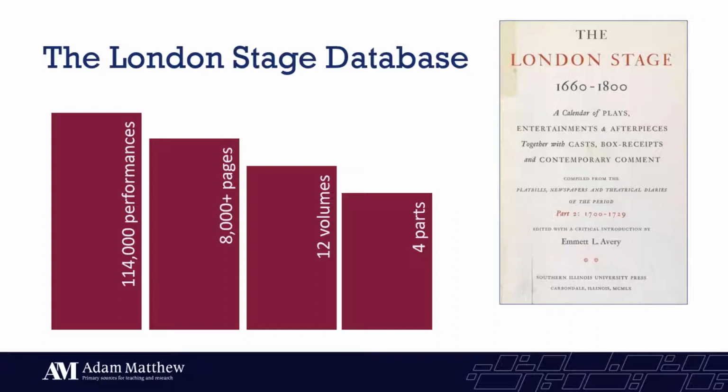Well, we start with the London Stage, 1660 to 1800, which is a reference work published by Southern Illinois University Press between 1960 and 1968. They published it in 4 parts and 12 volumes, and it amounts to over 8,000 pages. And what those pages do is document over 114,000 theatrical performances that happened in London between 1660 and 1800. These include cast lists, the theatre that they were performed at, the date, and also notable comments as well. It is an essential reference work, but it's also a data set with huge potential.